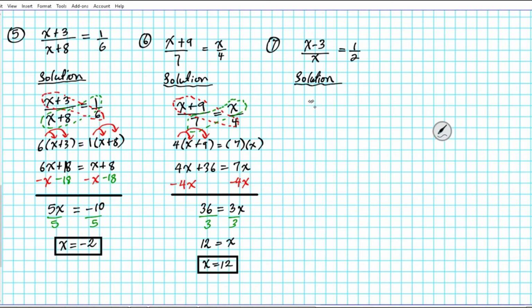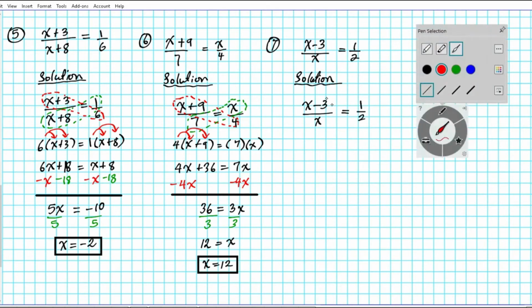We're going to be using the star method to get rid of the denominators, or basically cross multiply. Alright, let's go ahead and do that. So multiply the numerator on the left with the denominator on the right, and then the numerator on the right with the denominator on the left.